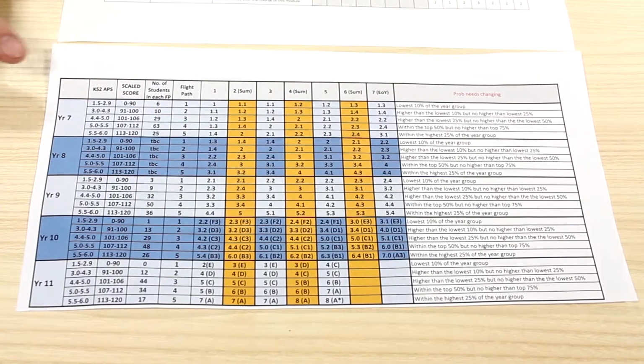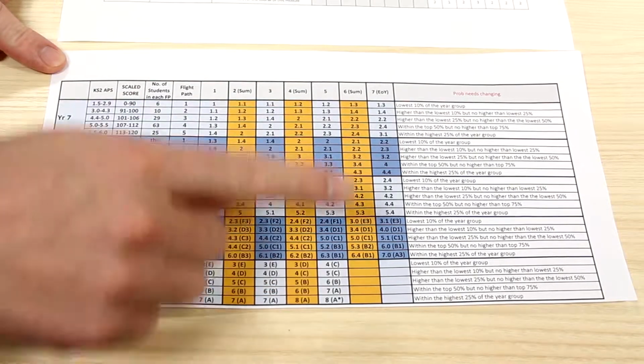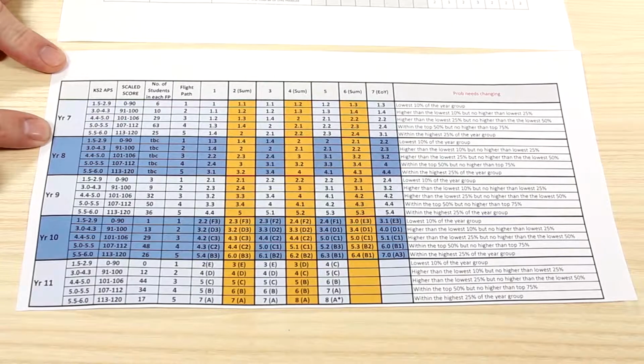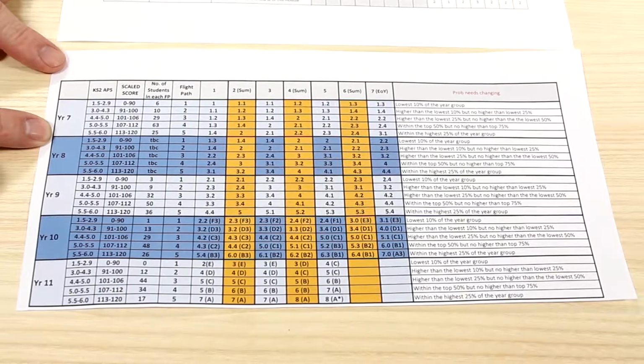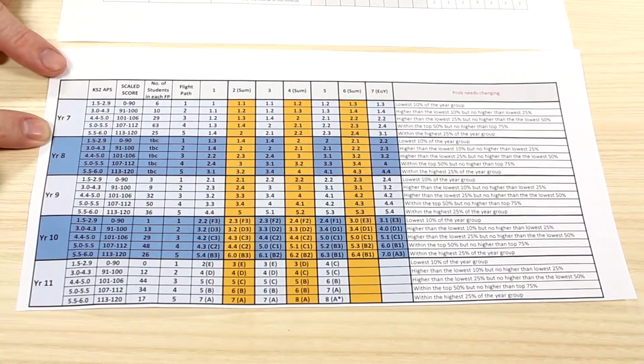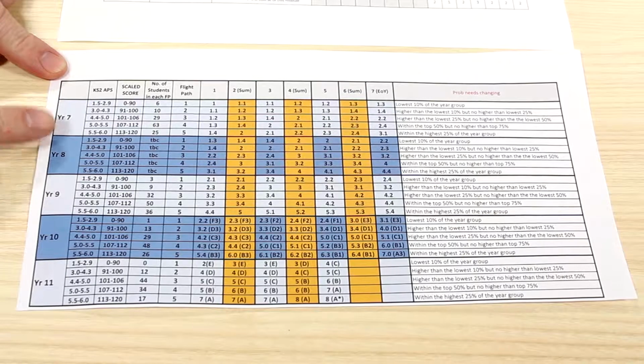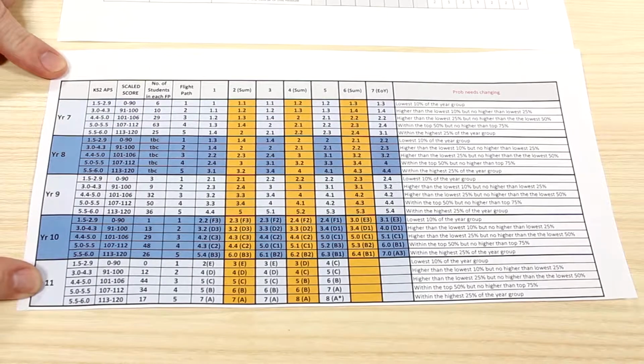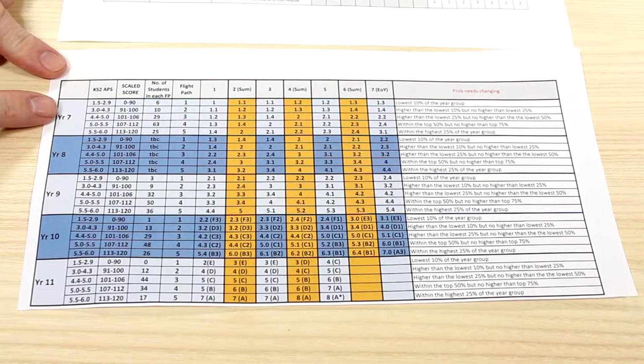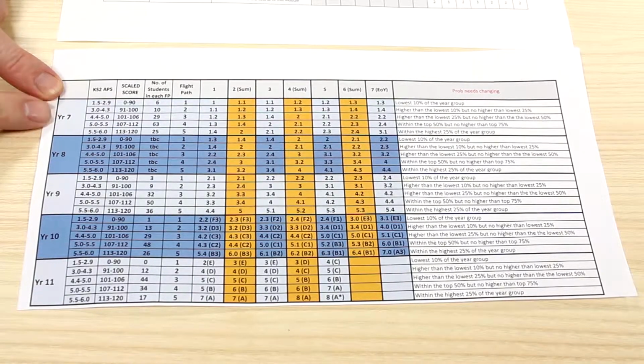On the back of each report, you will see a table that looks like this. This is our expected progress map, and it shows the journey of students as they move through the academy from year 7 to year 11.